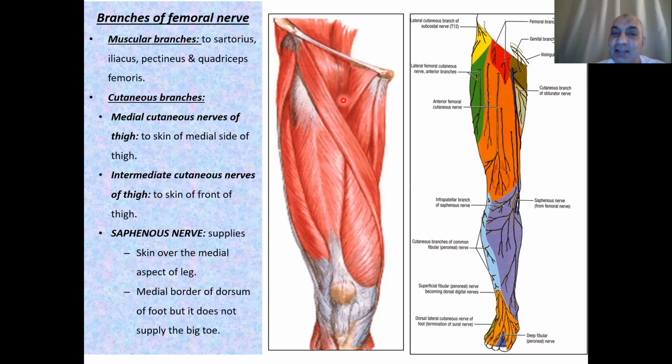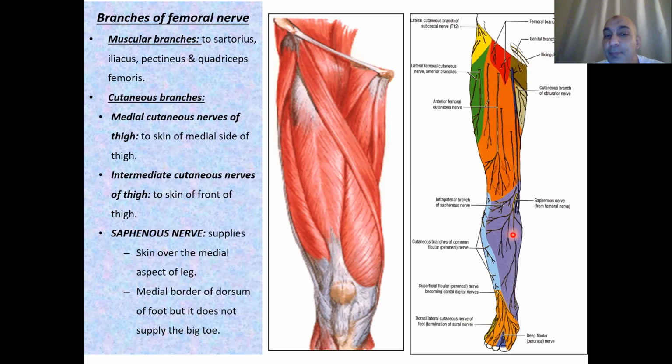Iliacus, pectineus, sartorius, and quadriceps femoris. We have 3 cutaneous branches. Number 1, this branch, which is called the medial cutaneous nerve of the thigh. And this branch, which is called the intermediate cutaneous nerve of the thigh, for medial and the front of the thigh. Try to remember, the lateral cutaneous nerve of the thigh arises from lumbar plexus per se. So we have 2 branches, medial cutaneous nerve of the thigh and the intermediate cutaneous nerve of the thigh.